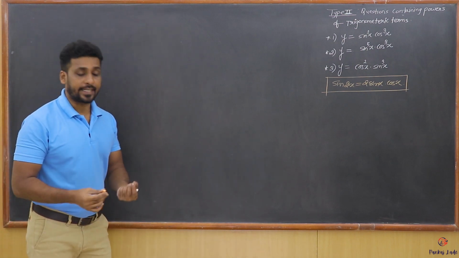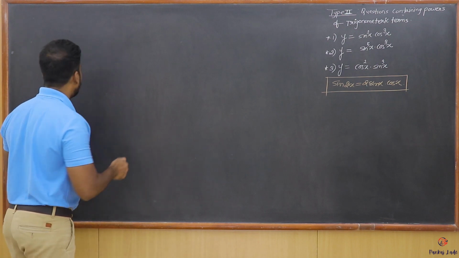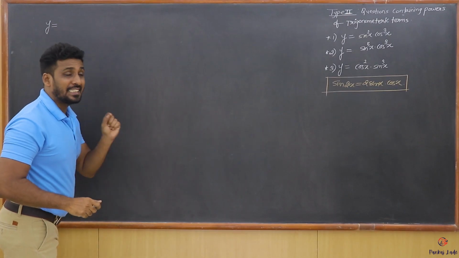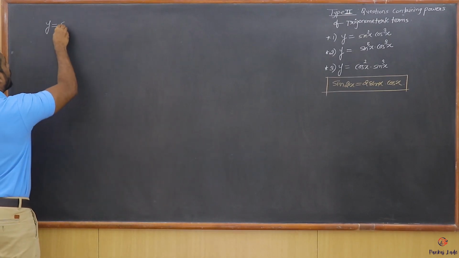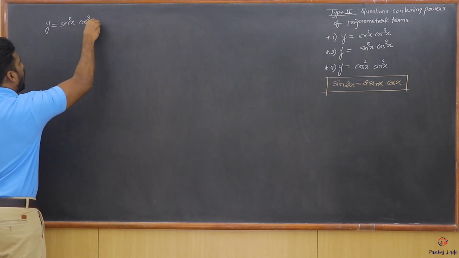So as I said, I'm going to take the second question. So let's begin with the second question. Observe carefully, what do we have there? We have y is equal to, my first term is sine raised to 5x. So I write here sine raised to 5x into cos cube x.